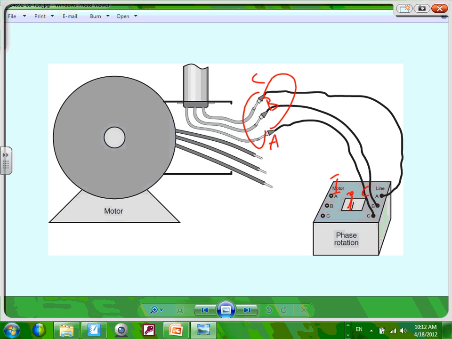So who cares? The phase rotation can identify the phases of the motor, and it also can identify the phases of the system. By code, guys, the phases in the system have to be identified by label. They have to be labeled. But if they're not identified, then you can also identify them by the phase rotation.